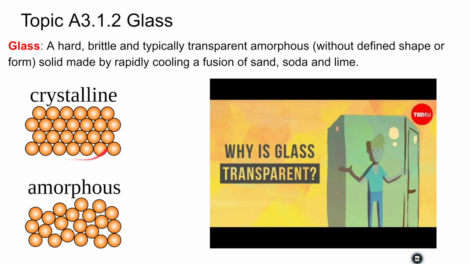When we talk about crystalline, we mean that it is in a regular pattern. So this is an example of a crystalline solid, and an amorphous solid has no regular pattern. So glass is an amorphous solid. You can watch this video here and it'll explain why glass is transparent. We'll talk about why that's an important property of glass, but go ahead and watch this video.